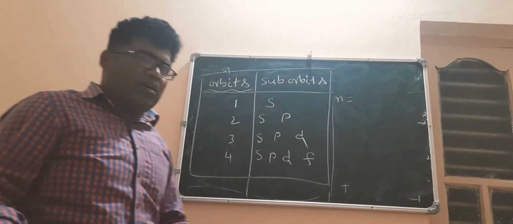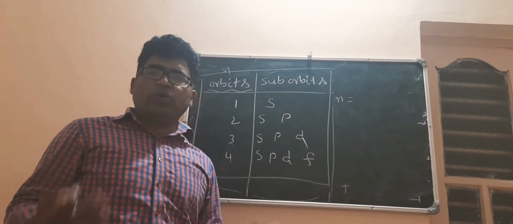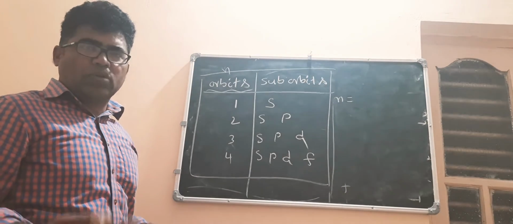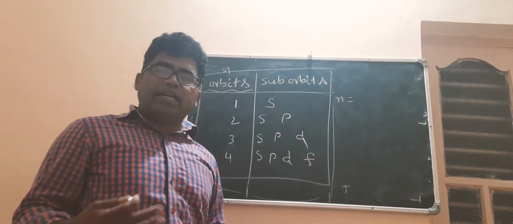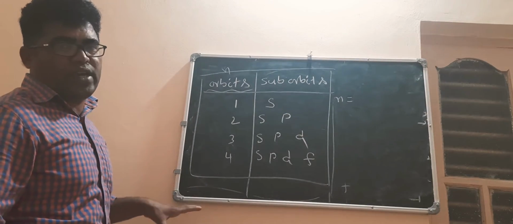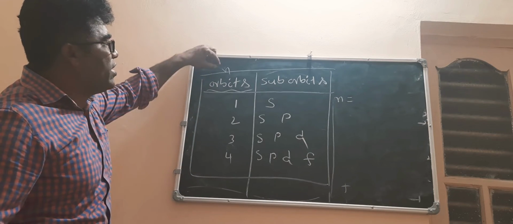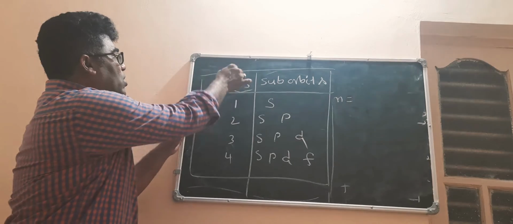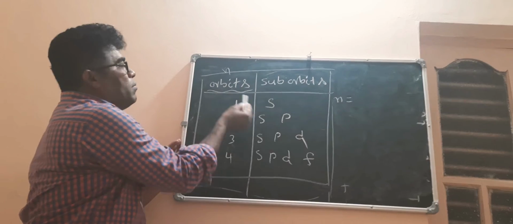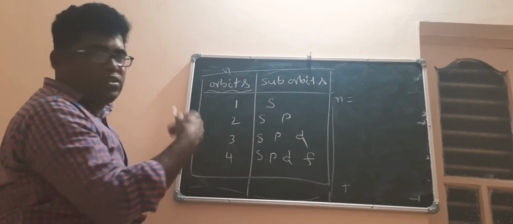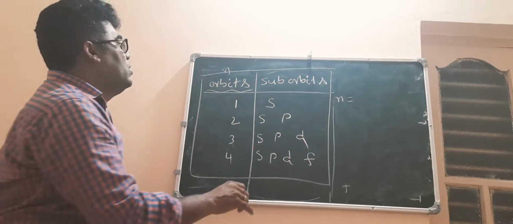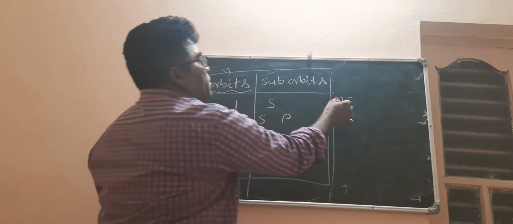Whenever we discuss atomic structure in detail, we use the term quantum numbers: the principal quantum number, azimuthal quantum number, magnetic quantum number, and spin quantum number. But simply here I am going to take orbits, denoted by N. N means principal quantum number. Principal quantum number means orbits.